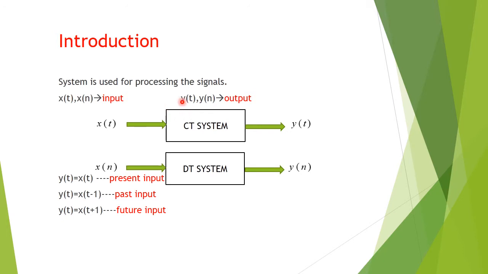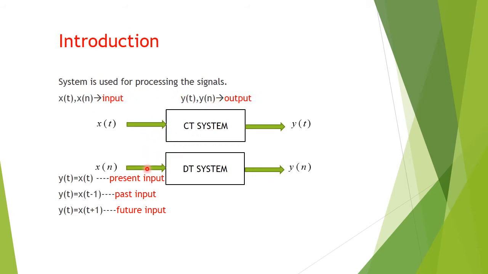So system is used for processing the signals. So here we are having continuous time system and discrete time system. Always remember, continuous time system will process only continuous time signals, that is analog signals, and discrete time system will process only the discrete time signals. Also, continuous time system will give continuous time signal as the output. Discrete time system will give discrete time signal as the output. So here x of t, x of n is the input and y of t, y of n is the output.